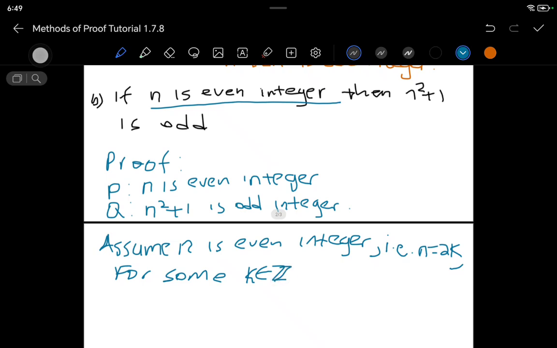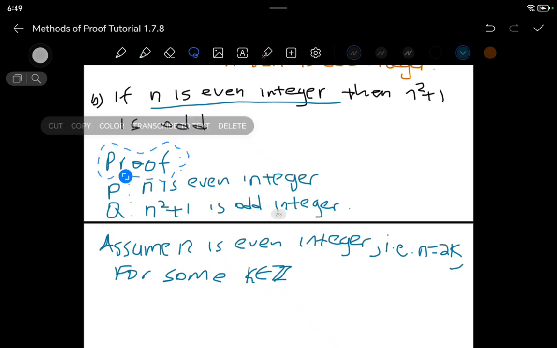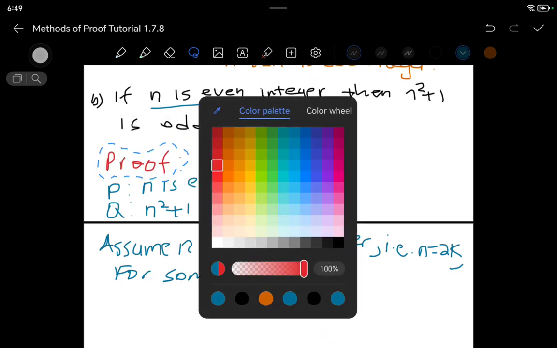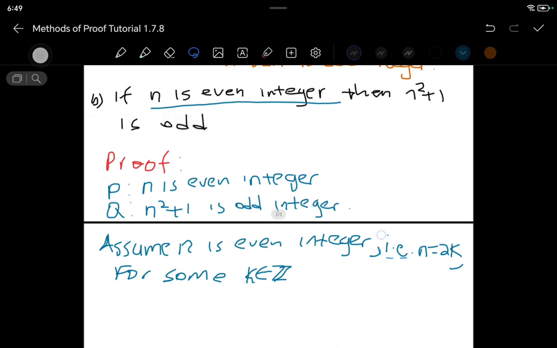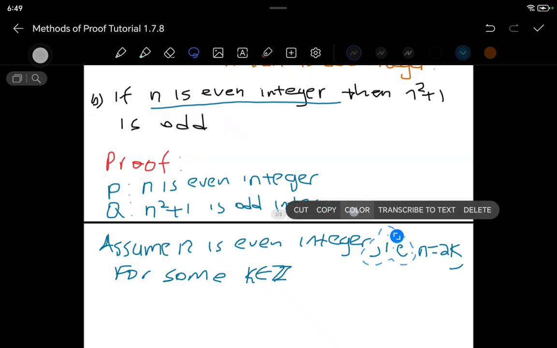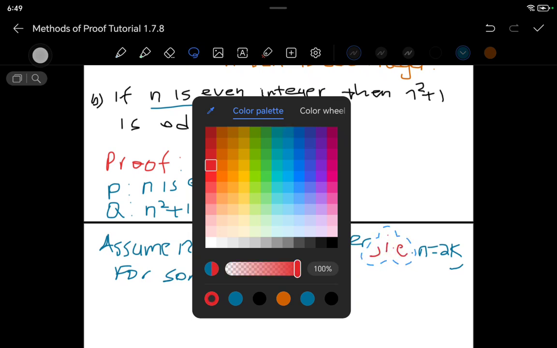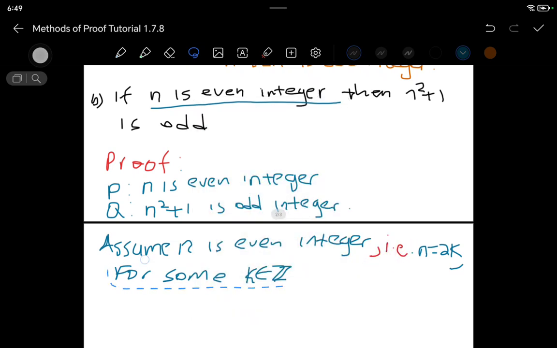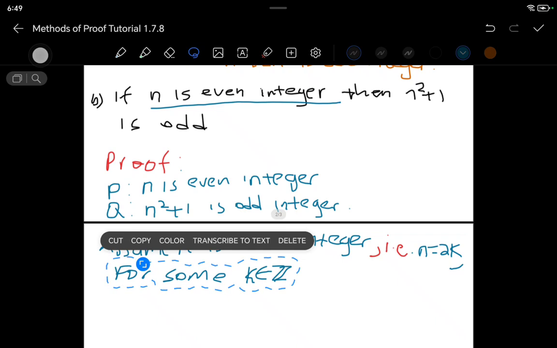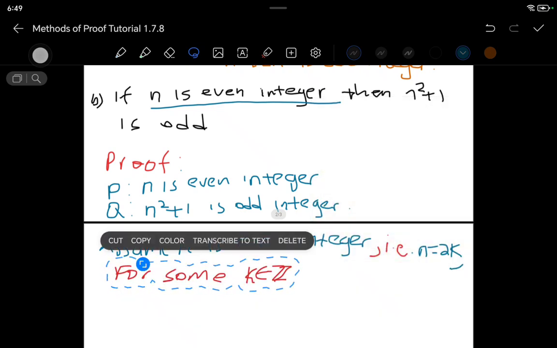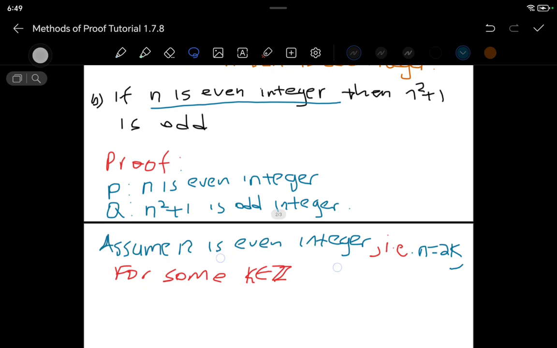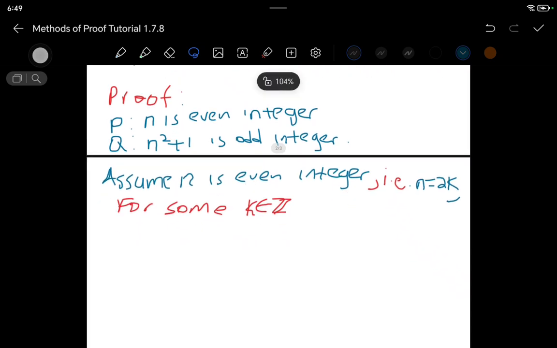Then I'm going to go around and highlight things which are very important here. You should do this. Proof. After that, you should assign that. And then this is very important: "for some." They're going to check those things. And then you get a 0 if they're not there. I said after assuming, we need to say "then."